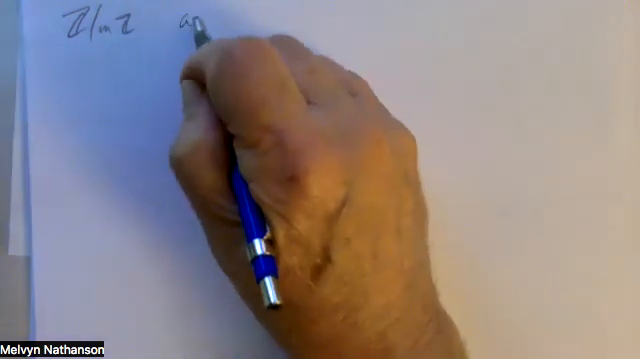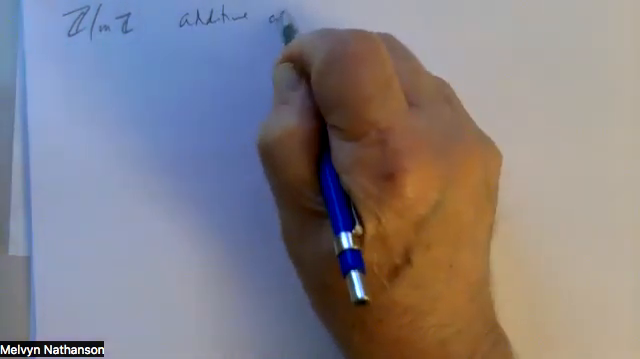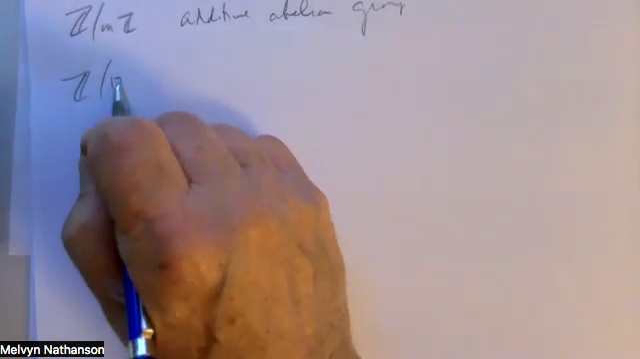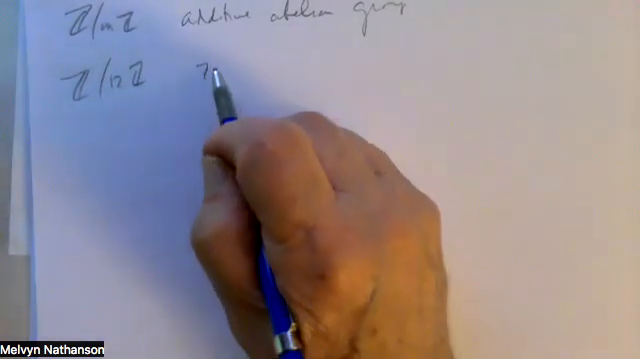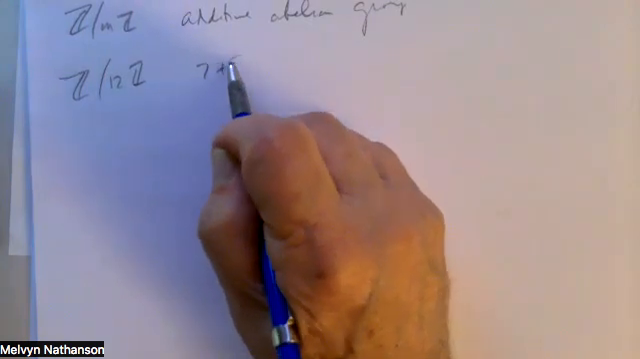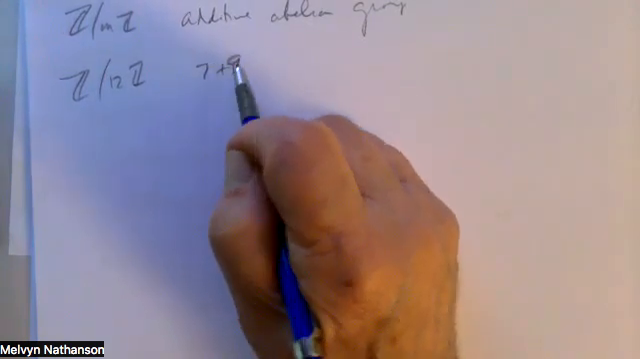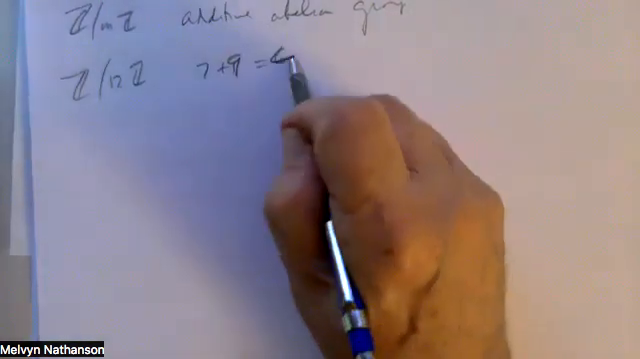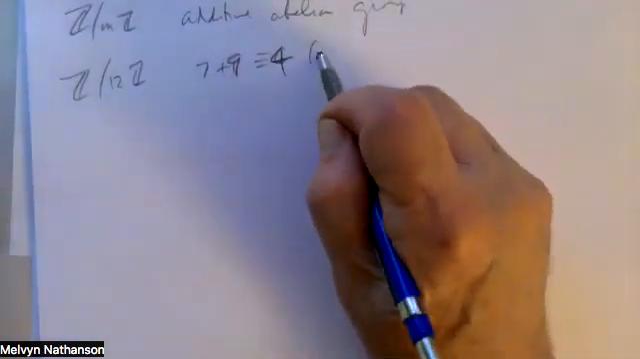If you take the integers mod m, this is an additive abelian group. So for example, if you take Z mod 12Z, 7 plus 9 is 6. No, it's 4. Right? Because everything is addition modulo 12. 7 plus 9 is congruent to 4 mod 12.